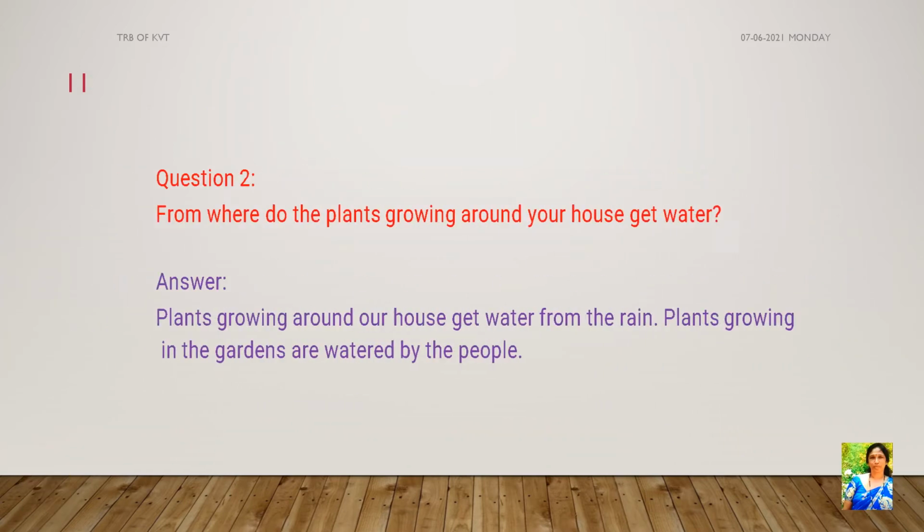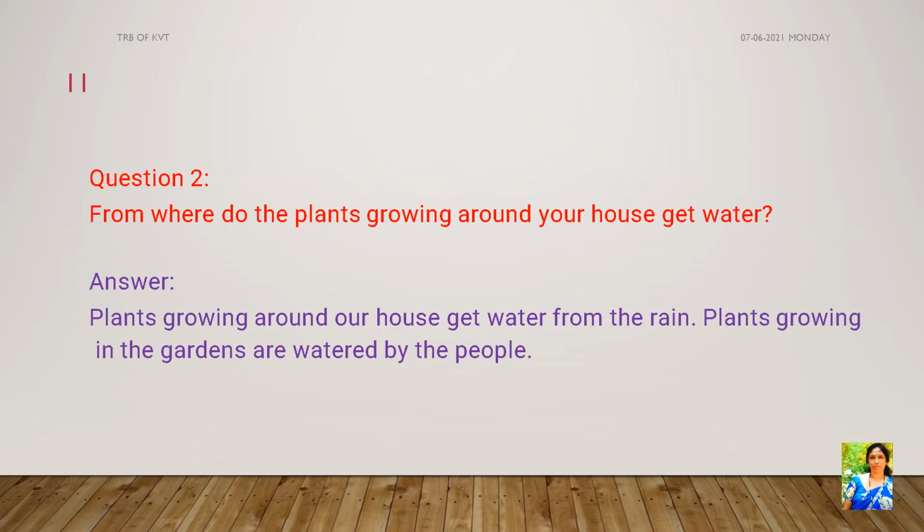Next question. From where do the plants growing around your house get water? Plants growing around a house get water from the rain. Plants growing in the garden are watered by the people. Now here, children, one day when we don't water the plant, you can see the soil broken, isn't it? Once you water, then the roots will absorb the water and the plant grows in a very healthy manner.